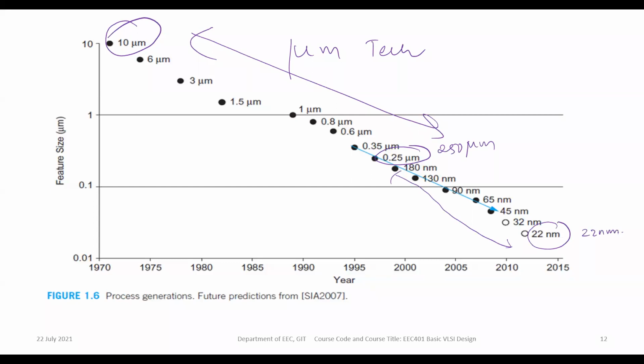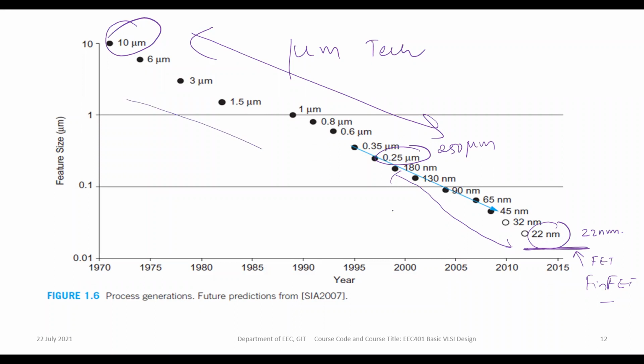Beyond 22 nanometer technology, another field effect transistor came into existence, called FinFETs. After 22 nanometer, FinFETs came into existence. Of course, nowadays ICs are also made with 22 nanometer technology. Sometimes they go beyond that level also, but this is the scaling of transistors. That means process generations from microns to nanometers are possible.